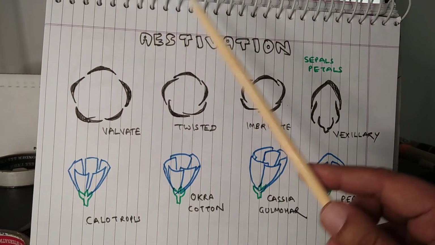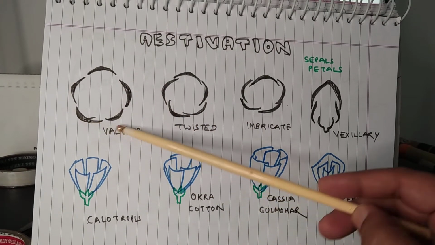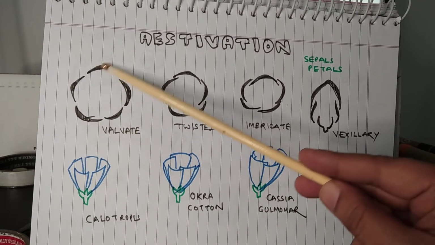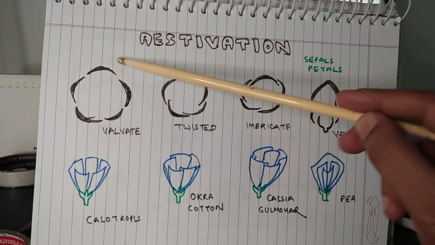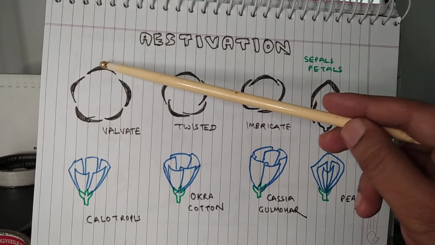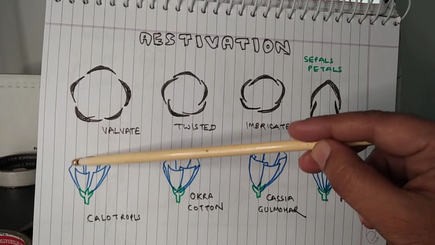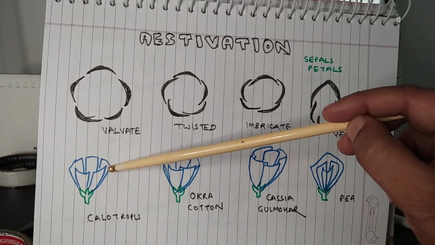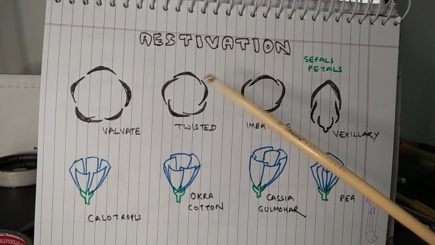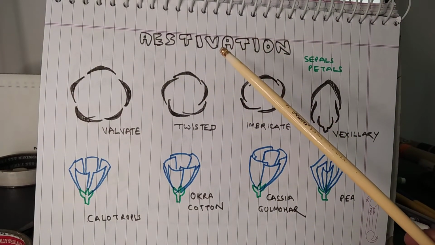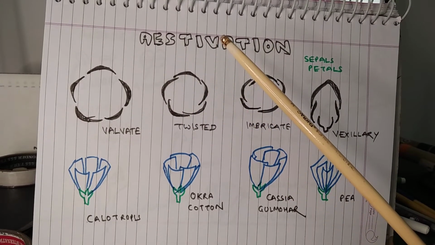When sepals or petals are arranged in a way that there is no overlapping among them, this condition is called valvate. This is the diagrammatic representation of top view. These are petals, there is no overlapping. So, this is valvate. This is the side view. This will give you a better picture. Example is calotropis.